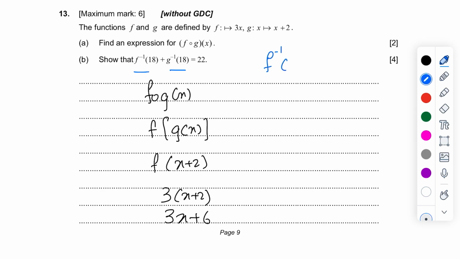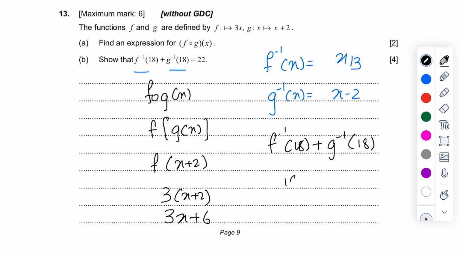So first find f inverse of x, which is x upon 3. g inverse of x is x minus 2. Now f inverse 18 plus g inverse 18, which is 18 upon 3 plus 18 minus 2, which is 6 plus 16, which equals 22. That's going to be the answer.